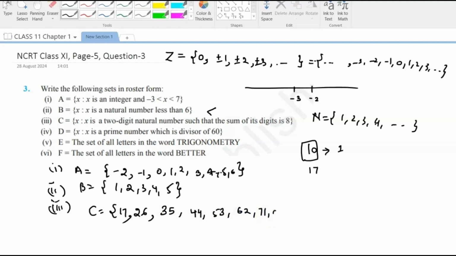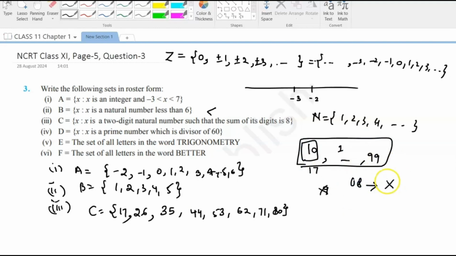And then 80, right? And after that, there is nothing, because the sum of digits would always be greater than 8. And it should be a two-digit number. So it should belong between 10 to 99. Okay. So 08, 0 and 8, does not belong to this.